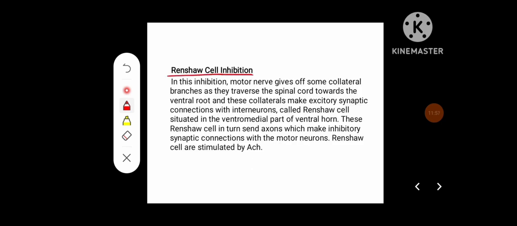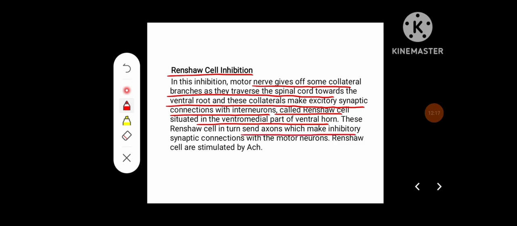Renshaw cell inhibition. In this condition, the motor nerve gives off some collateral branches as they traverse the spinal cord towards the ventral root, and these collaterals make excitatory synaptic connections with interneurons called Renshaw cells, situated in the ventromedial part of the ventral horn. These Renshaw cells in turn send axons which make inhibitory synaptic connections with the motor neurons, and Renshaw cells are stimulated by acetylcholine.